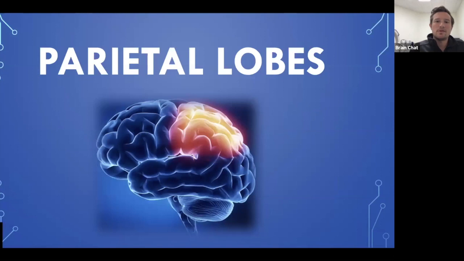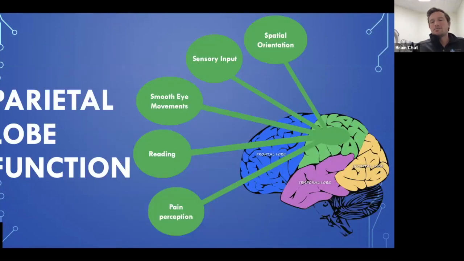Okay, the second to last, parietal lobes. Some basic parietal lobe functions: spatial orientation, so knowing where your body is in space, understanding your environment around you, not bumping into walls. That's an important thing. Sensory input, so having good sensory feedback: knowing when something's hot versus cold, being able to perceive vibration, not having chronic pain syndromes. Those are all good functioning parietal lobes.